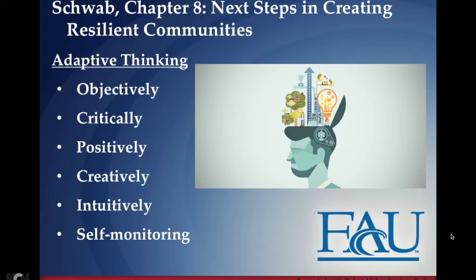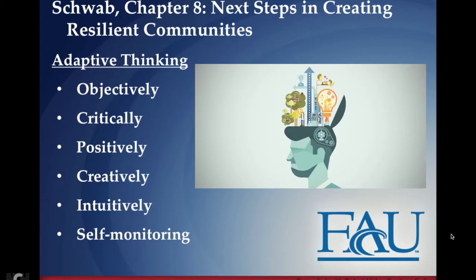This leads us to the concept of adaptive thinking. Adaptive thinking is important in a post-disaster recovery context. This actually comes from the medical arena, where a physician, Robert Goldman from Chicago, who was a physician and surgeon, wrote about brain health.